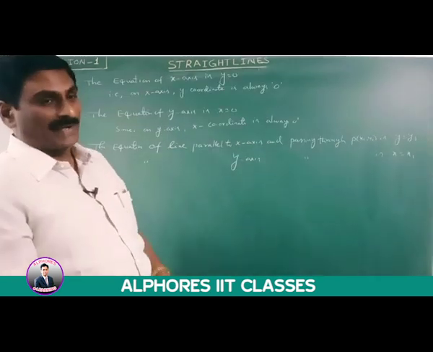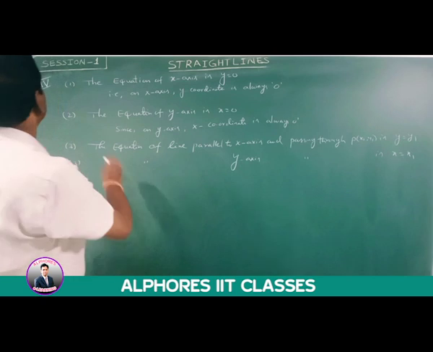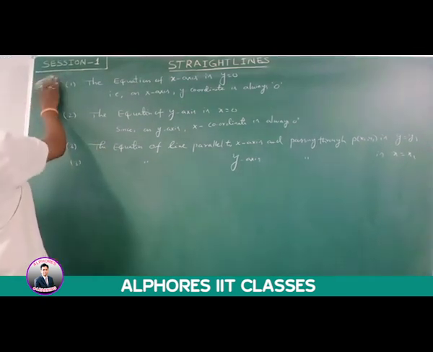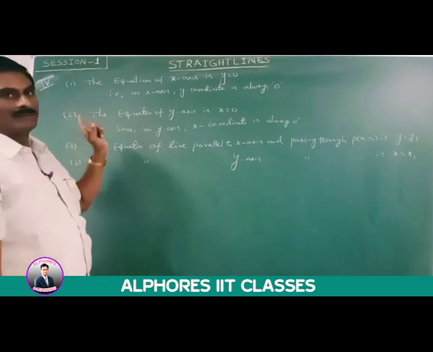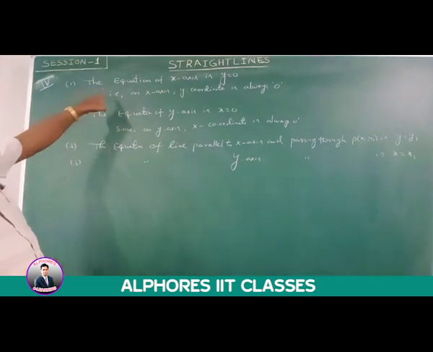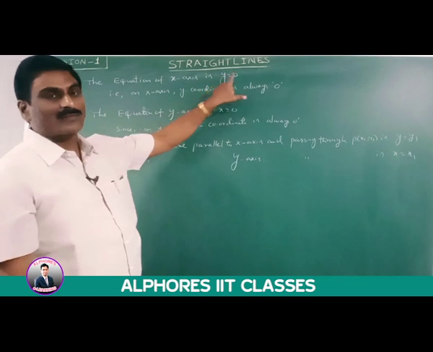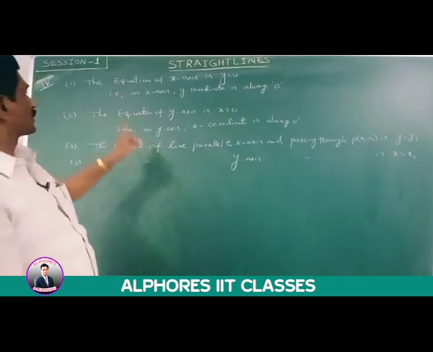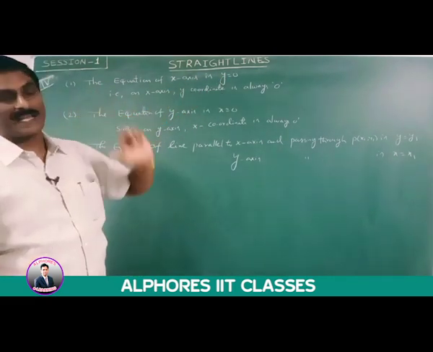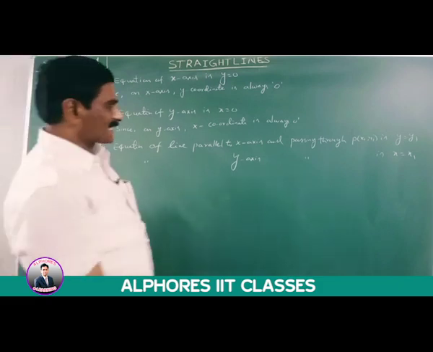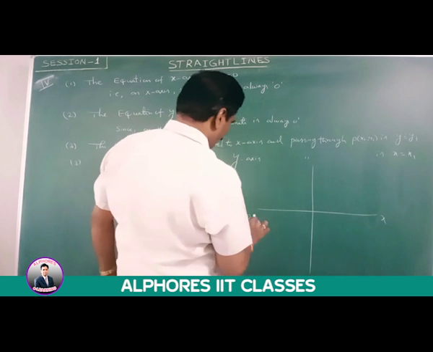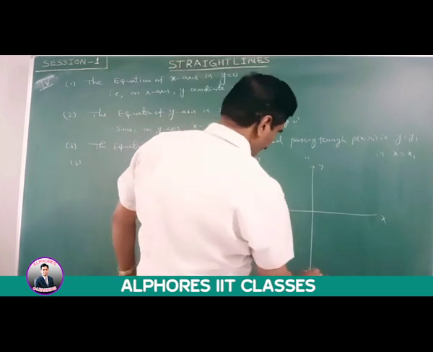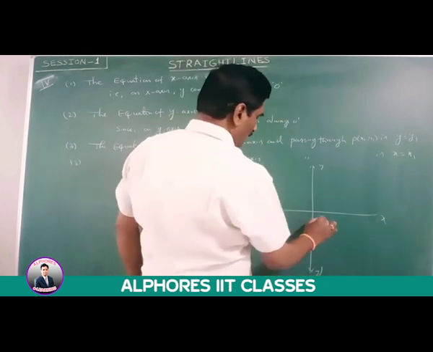Next, fourth point. First one, the equation of the x-axis is y is equal to 0. Please note this value. Please observe the coordinate system. This is the x-axis, this is the y-axis, and this is the origin (0, 0).